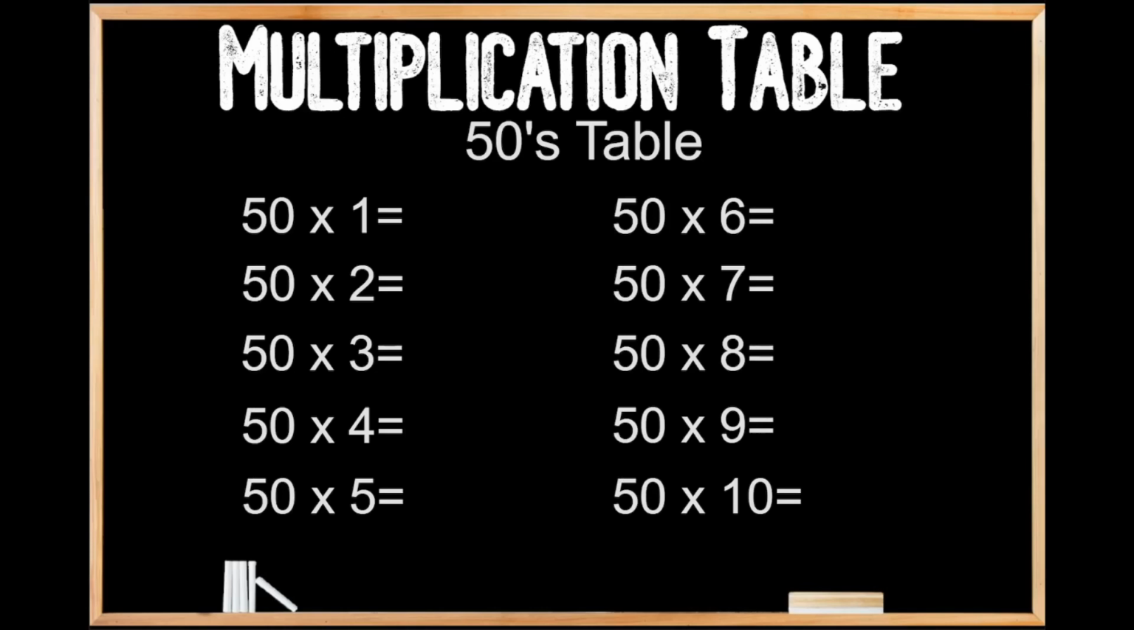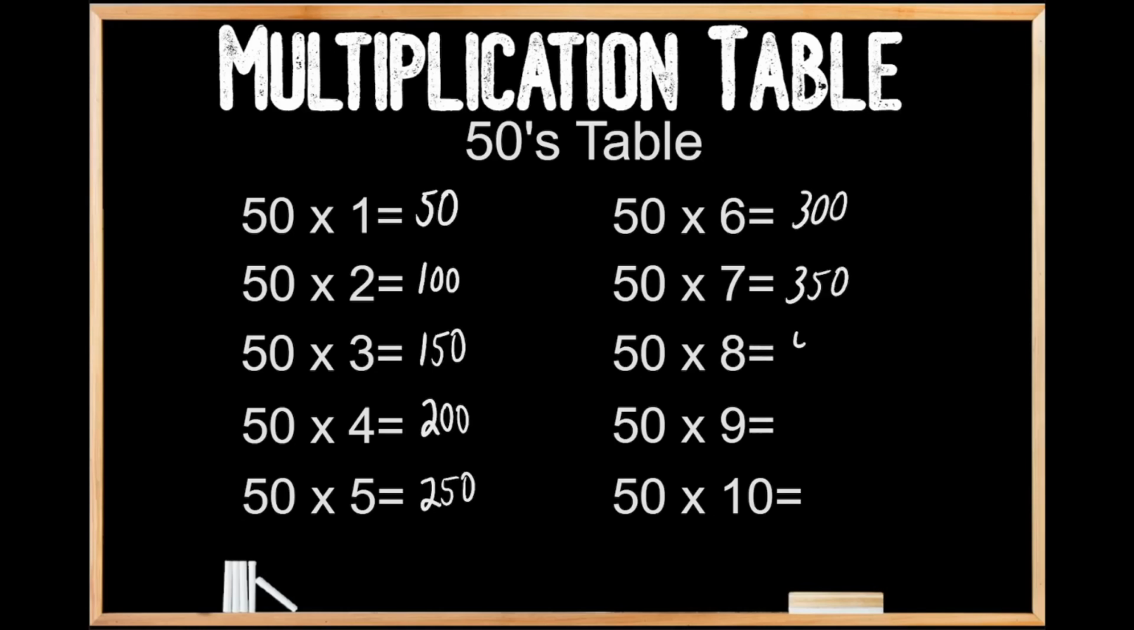50's table. 50 times 1 is 50. 50 times 2 is 100. 50 times 3 is 150. 50 times 4 is 200. 50 times 5 is 250. 50 times 6 is 300. 50 times 7 is 350. 50 times 8 is 400. 50 times 9 is 450. And 50 times 10 is 500.